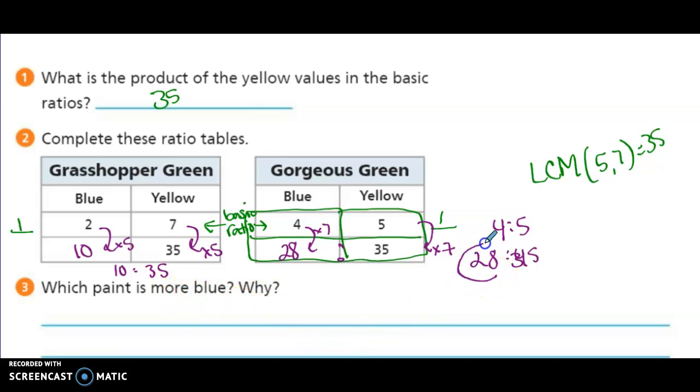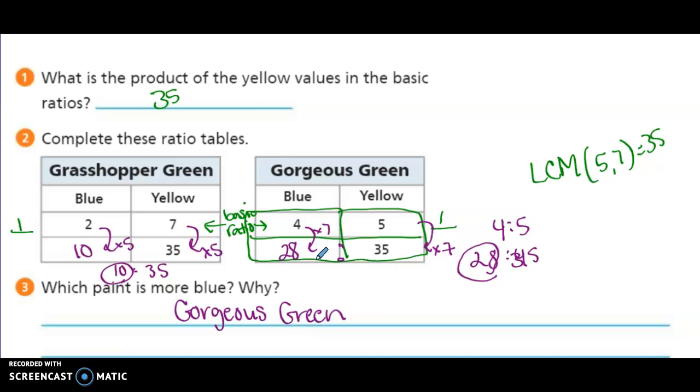I look at the blue parts, and there are 28 blue parts to 35 yellow in gorgeous green, and there's only 10 blue parts compared to the 35 parts yellow in grasshopper green. Therefore, if I want a green that is more blue, I would buy gorgeous green.